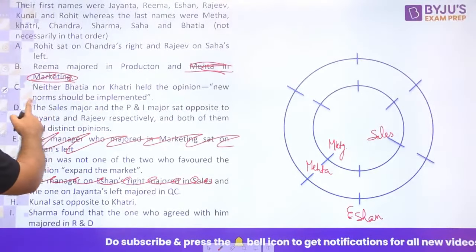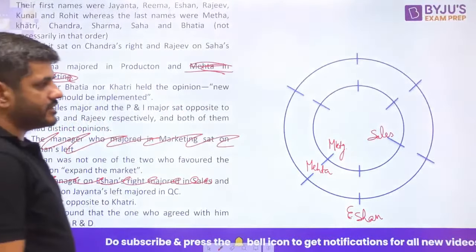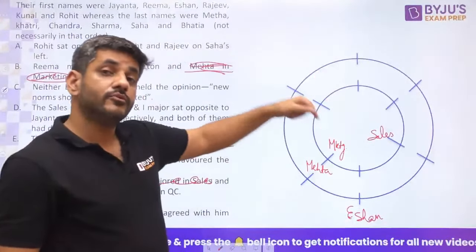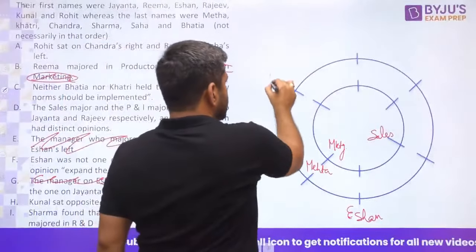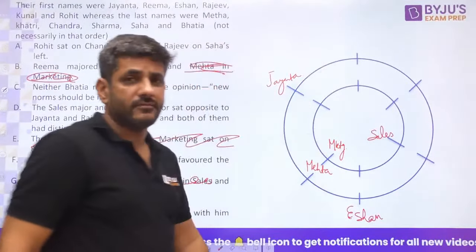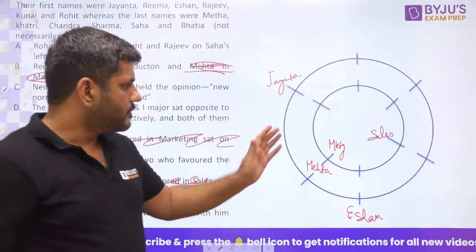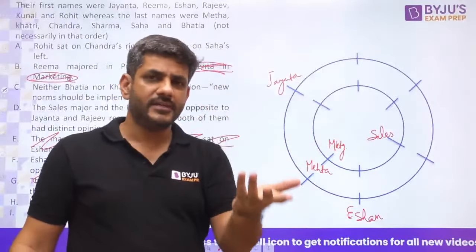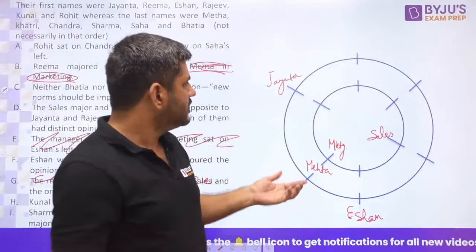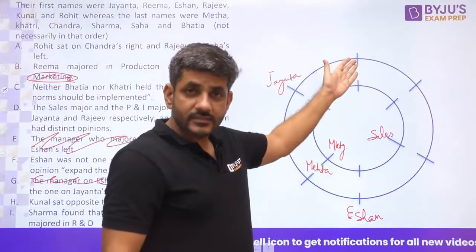ये रहा. The sales major and the P&I major sat opposite to Jayanta and Rajiv respectively. So sales major sat opposite to Jayanta. So this guy is Jayanta. And P&I major sat opposite to Rajiv. So till now I have no information about Rajiv. ठीक है, because he can be anywhere. Because P&I major का भी नहीं पता, Rajiv का भी नहीं पता. The P&I major can be this person, ताकि उसके सामने राजीव हो.